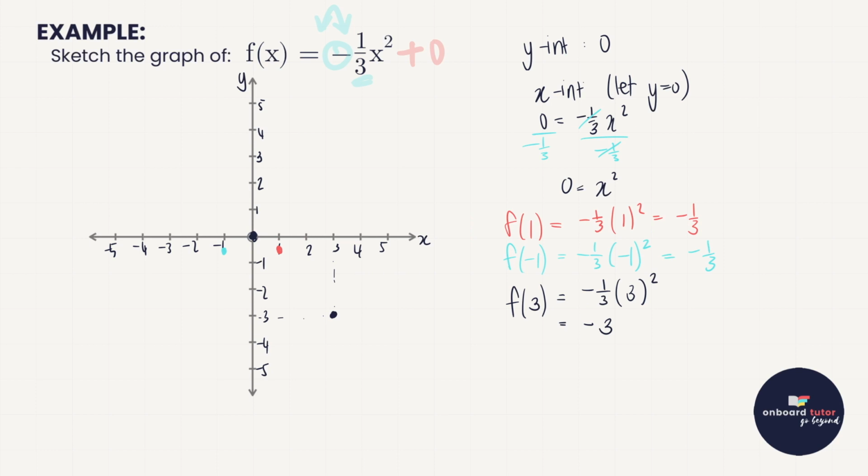Because, like I said, this is a symmetrical graph, f of -3 is going to be the same. So -3 times -3 is going to give me 9. 9 times -1/3 is going to give me -3. So there, when x equals -3, y equals -3. And so now I actually have enough points to plot this parabola. There we go. And then we label it.